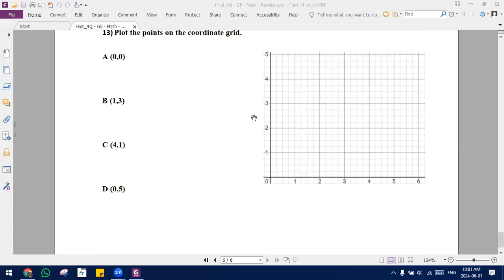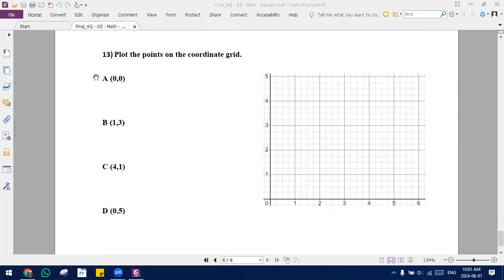Now the last question, 13, plot the points on the coordinate grid. Now we need to put the points, we have their coordinates, but don't forget to name them. So the first point is called A. Where is it? X is 0, Y is 0. It won't be written, but you should know that this is X, this is Y. So X is 0, Y is 0, it's here. It's on the center actually. And we write A.